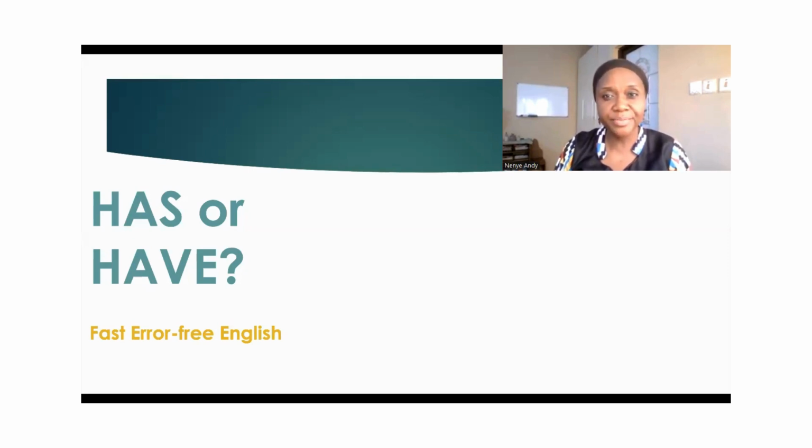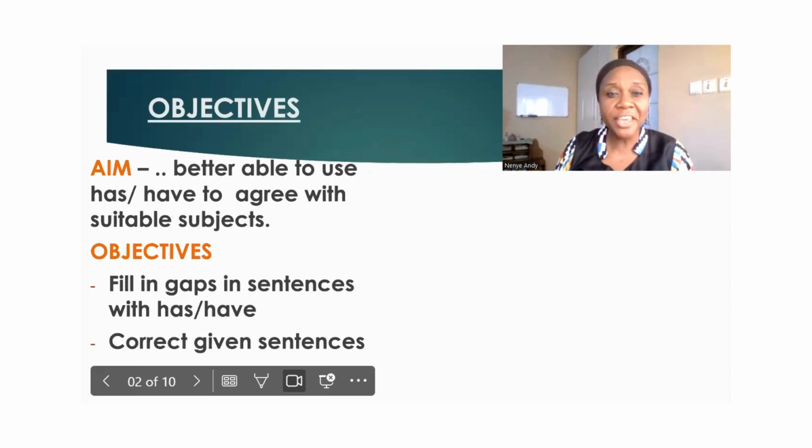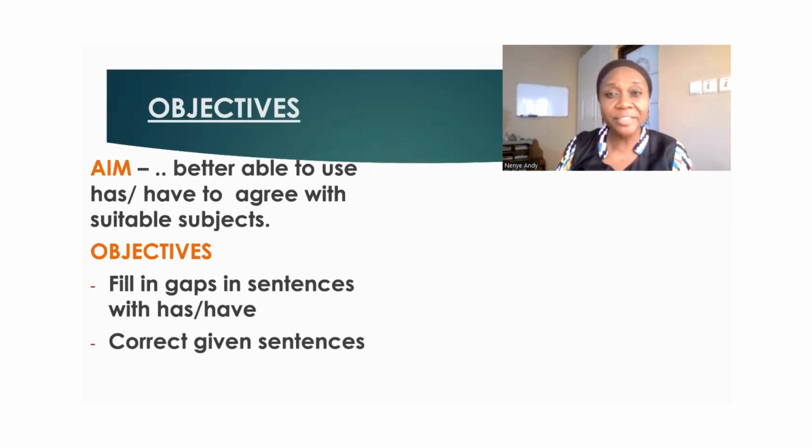Today we're going to talk about the difference in the usage of has and have. Our aim today is to ensure you're better able to use these words, has and have, with appropriate subjects. And for our objectives, we're going to ensure you will be able to fill in given gaps in sentences with these words and also correct errors.